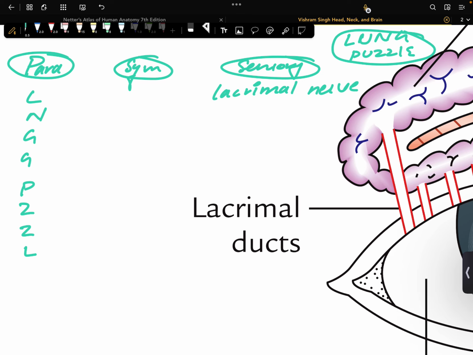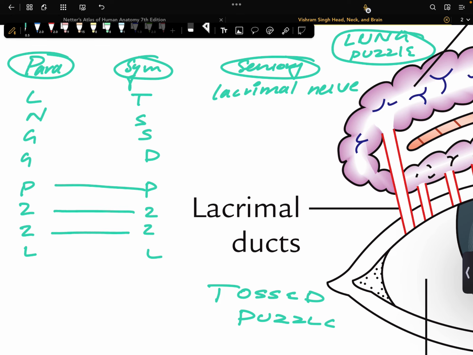So this is the tossed puzzle. Tossed means tossed puzzle. So these are the same. So what is it now?